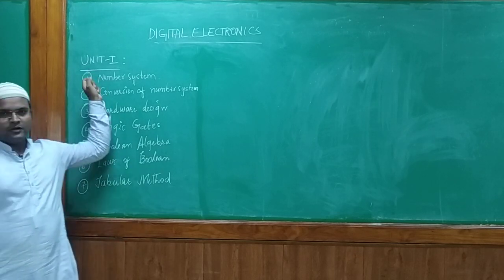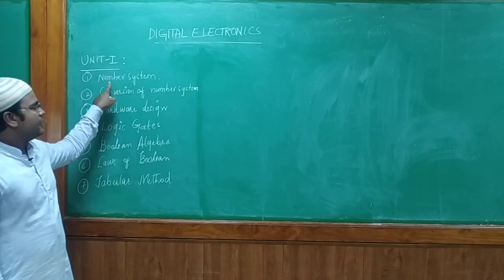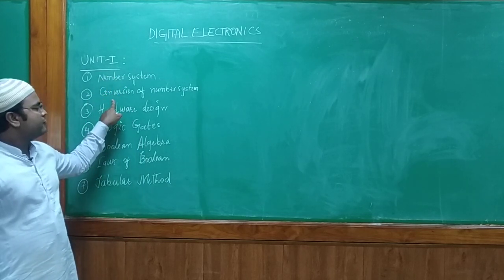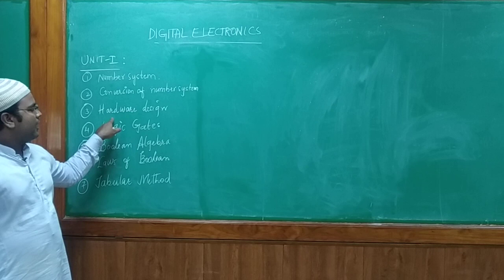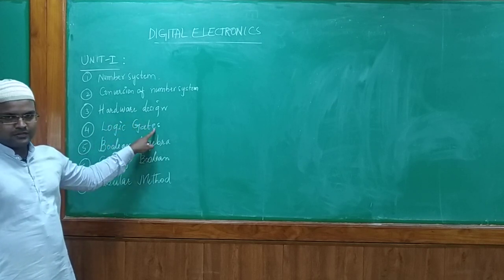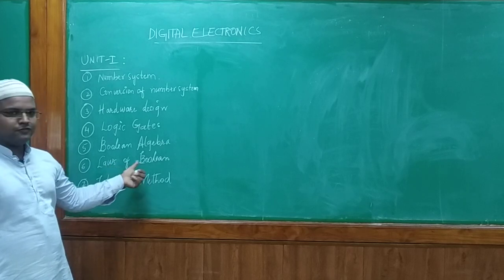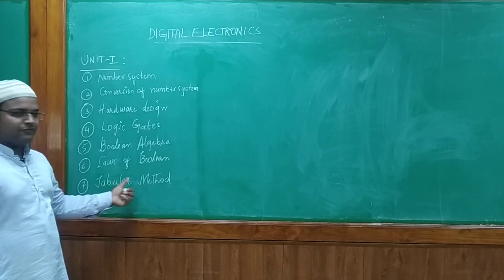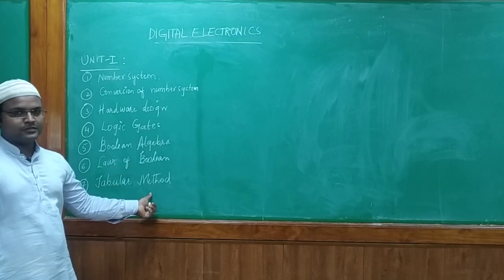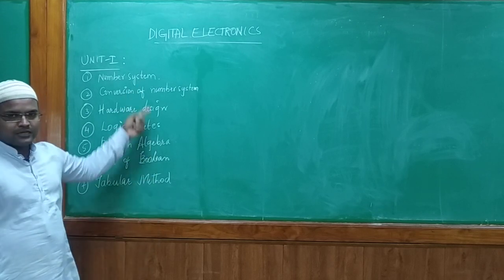In that unit 1 we'll be having the content: number system, conversion of number system, hardware design, logic gates. Then we had Boolean algebra. Then we had laws of Boolean algebra. Then we have the tabular method or Quine-McCluskey method. So these are the content.